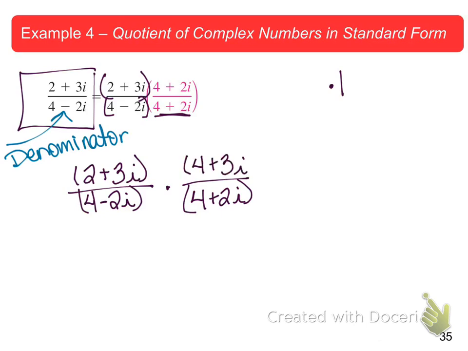So I have 4 plus 3i. I'm going to FOIL the top, so 2 times 4 is 8. 2 times 3i is 6i. 3i times 4 is 12i.